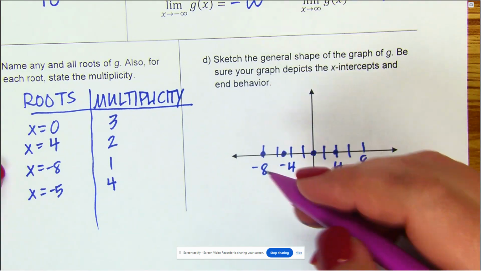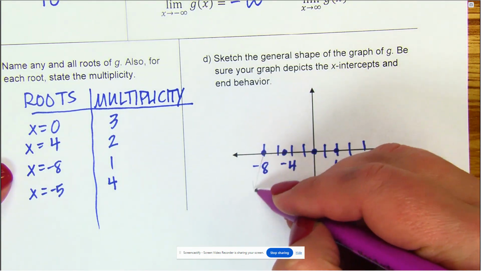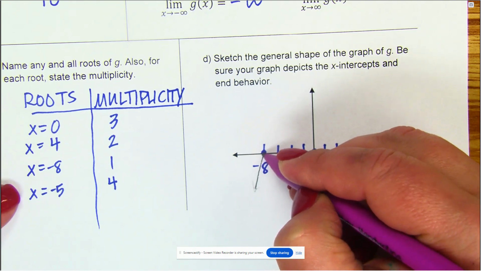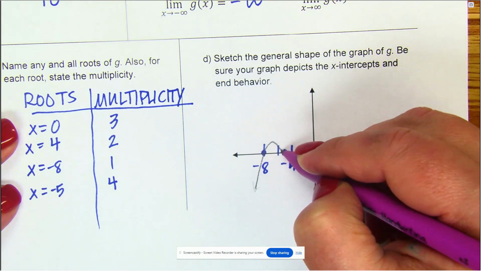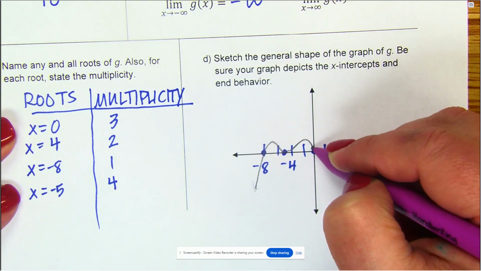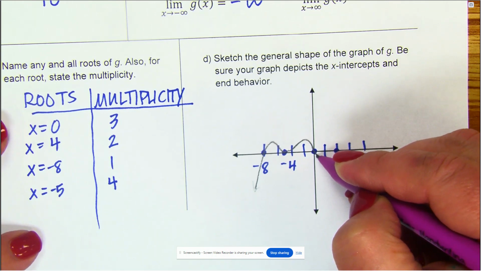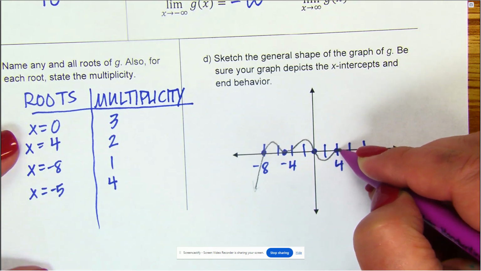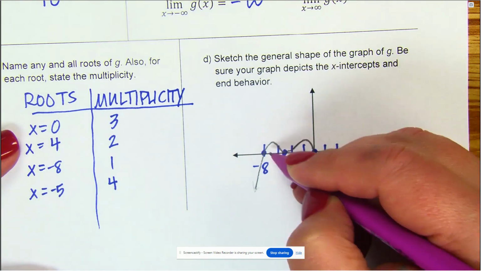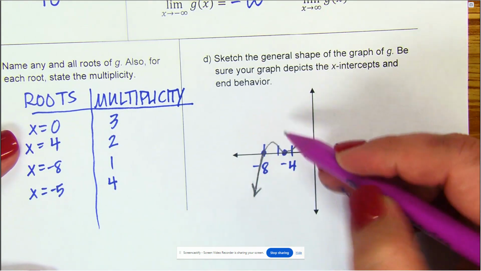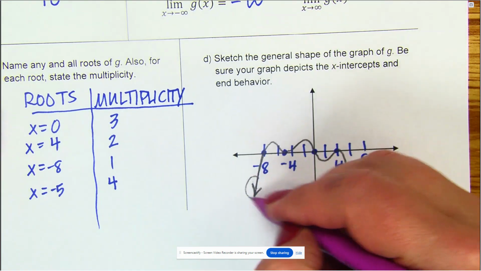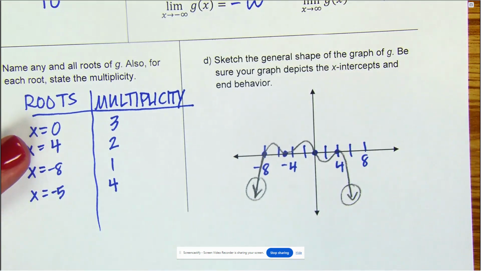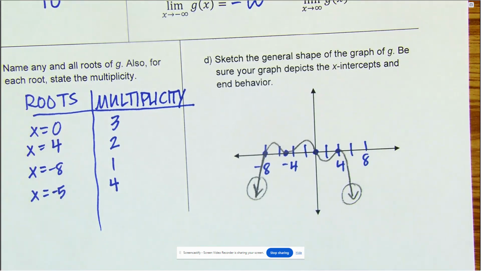So at -8, so this one was down here, right? So it comes up. -5, it's even, so it's going to bounce. And then I'm headed towards 0, which is odd. It's a little bendy. And then 4 is even again. This is just a sketch, not actually finding these values right here. But look, the ends are going down, down like we said. Okay? Next page, number 3.